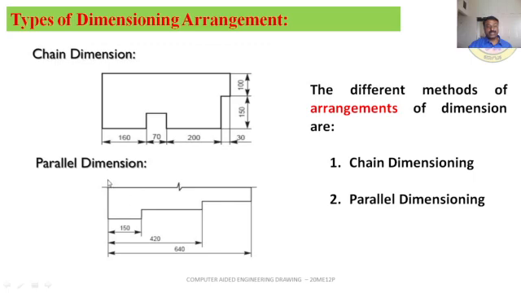Parallel dimension means one datum line is considered, from that the first dimension line is inserted. The second is to be inserted considering this as the reference edge; cumulatively you add up or measure the distance up till here, the second extension line. Similarly the third one, all dimensions are made parallel to the first one. Remember, this first dimension gap from the drawing is 10 millimeter. Next further you leave 8 millimeter distance.